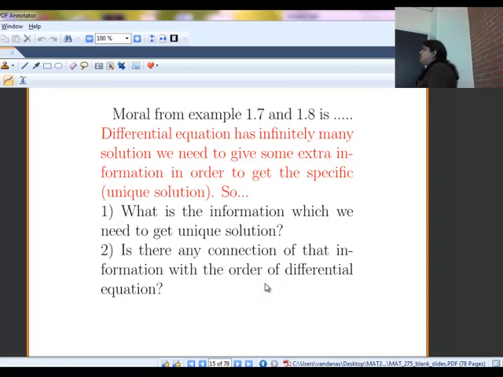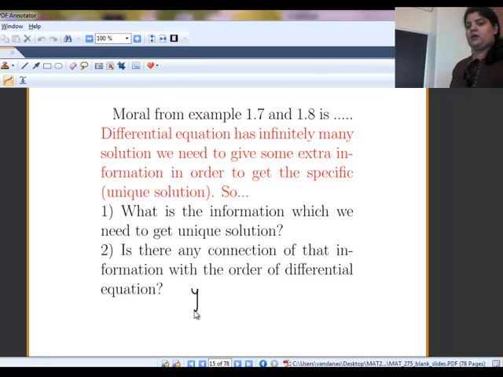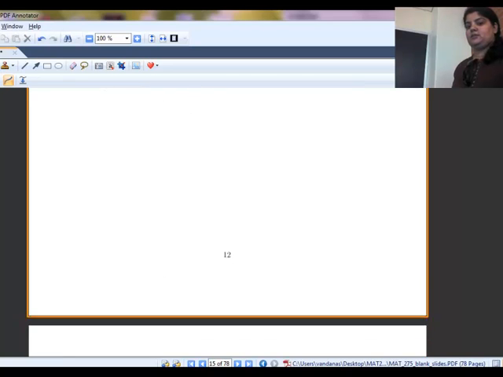Okay, so we are looking for a unique solution of a differential equation. So the natural question to ask is, is there any connection of the order of a differential equation with the uniqueness of a solution? So the answer is yes, and let's understand it in an arbitrary case.